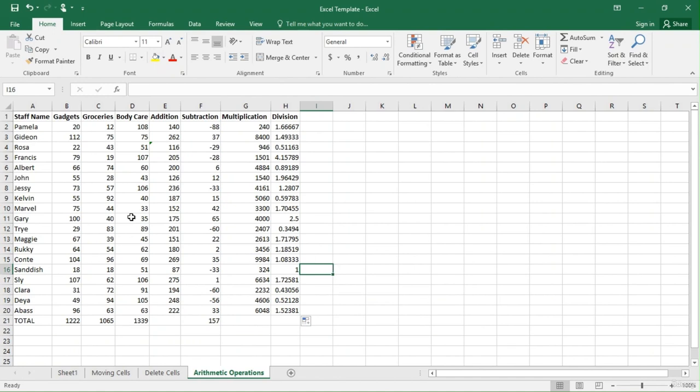Try to practice more using this data and try to use other resources as well to understand how to add, subtract, multiply, and divide. These operators are very important in Excel as they form the basis of all the calculations we'll be doing in Excel.